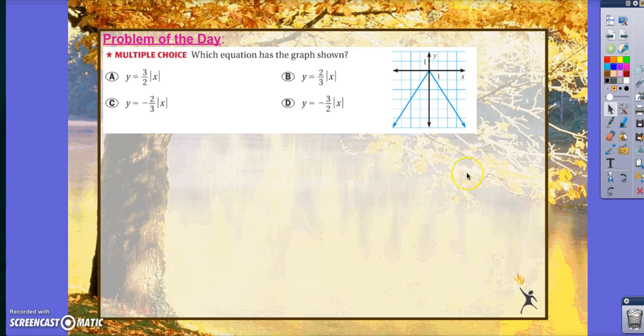All right, so for the next part, we are on lesson 2.7, part 2. Take a look at the problem of the day and answer your question.